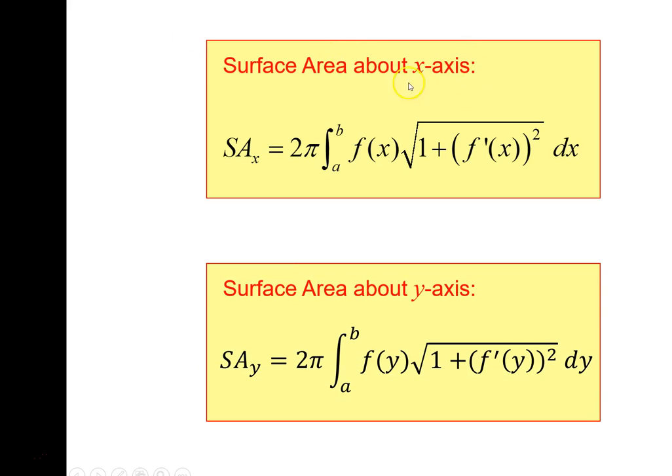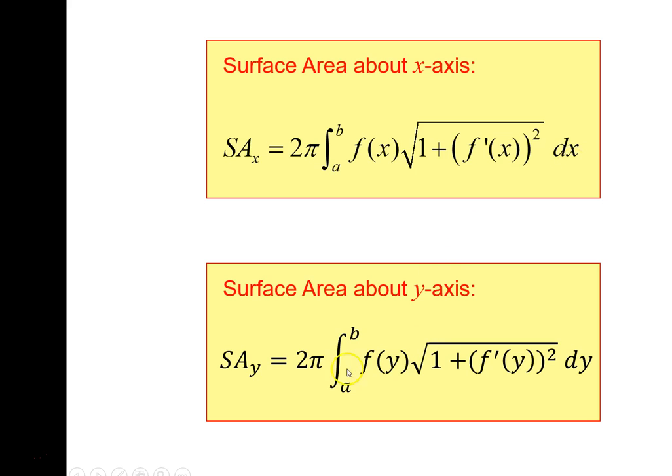When we're going around the x-axis, here's what we're going to use. 2 pi, notice that's a constant multiple, so I moved it to the front, times the integral from a to b of the function f of x times the arc length, which was, remember, the square root of 1 plus f prime of x squared, dx. That was the formula we had earlier.